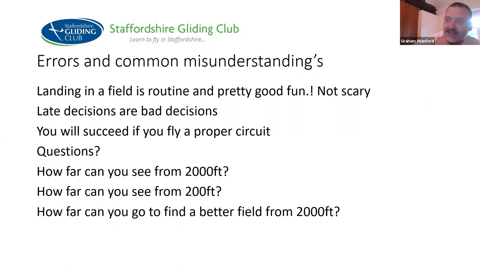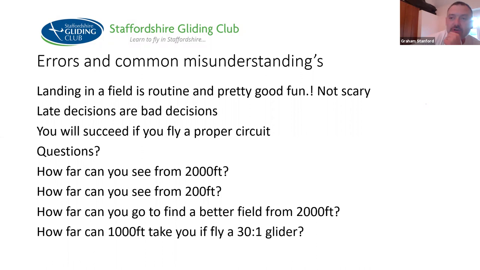So one of the last two questions here is how far can you go to find a better field from 2,000 feet? And the better question is probably how far can 1,000 feet take you in a 30-to-1 glider? At glide angle, there's a very basic calculation, however good your glider is, that you can do. In a 30-to-1 glide angle, how far can you go with 1,000 feet? You can see the chat, Andrew, so tell me if we get any answers on that.